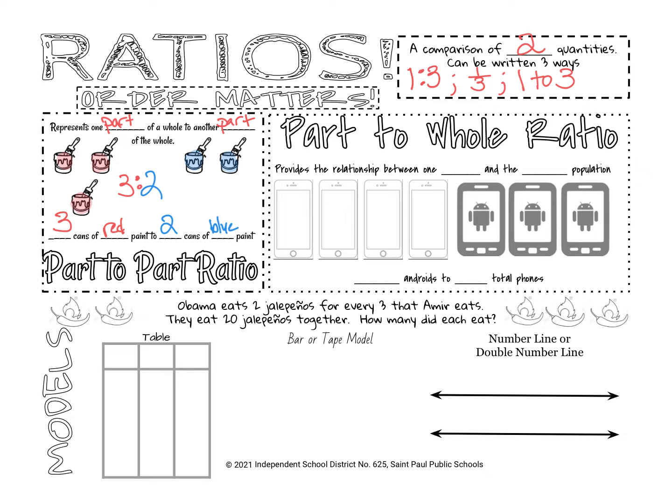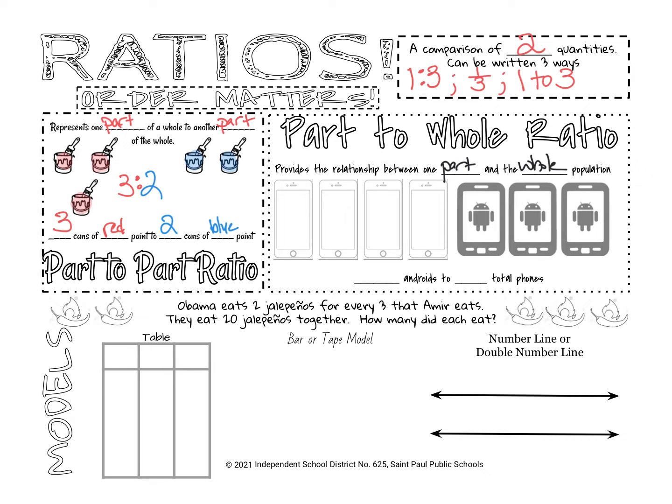Another way we can look at ratios is what's called a part-to-whole ratio. Most of you are going to be more familiar with a part-to-whole ratio because when we look at part-to-whole ratio, that would be more similar to what we would think of when we think of fractions. A part-to-whole ratio is going to provide the relationship between one part and the whole population or the whole group, depending on how you look at it.